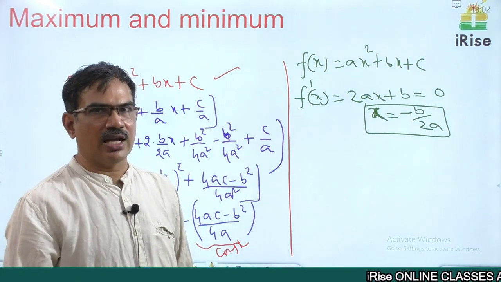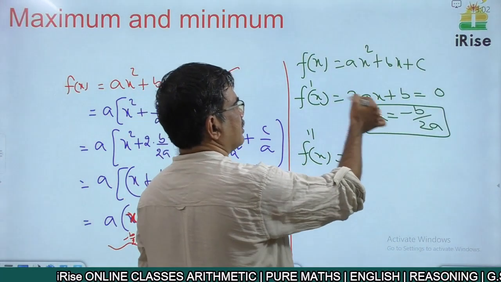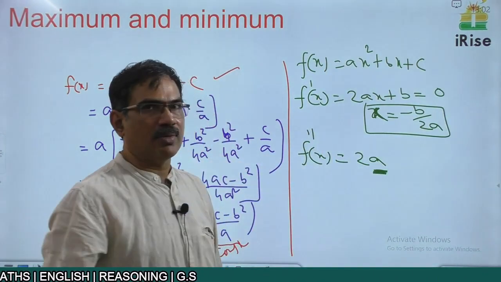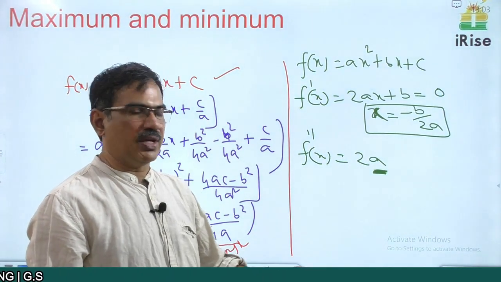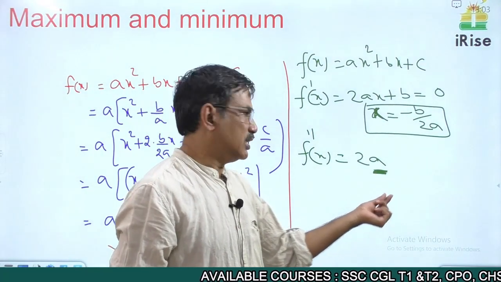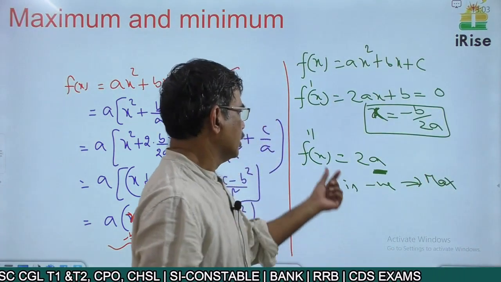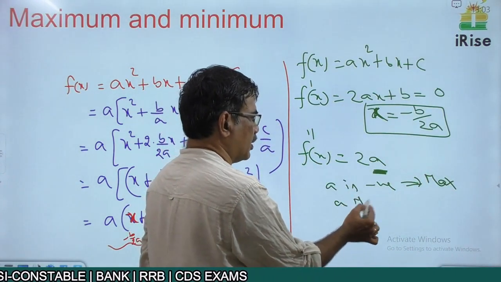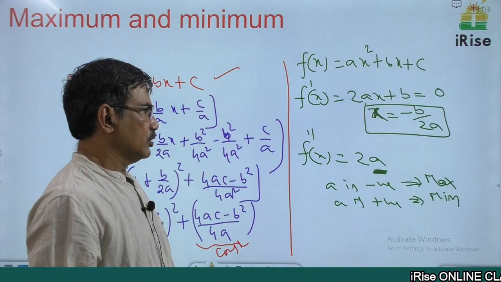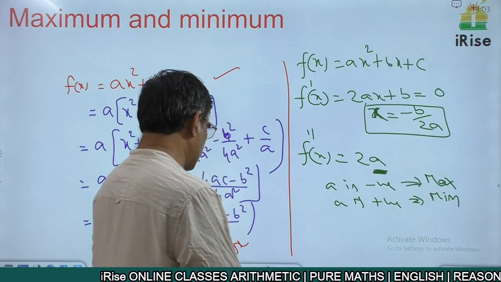How to check whether it has a maximum or minimum? Based on the second derivative, f double dash x. If this is differentiated again, we get 2a. So based on a, it has a maximum or minimum. If the second derivative is negative, the function has a maximum value, meaning if a is negative, it has a maximum value. If the second derivative is positive, meaning a is positive, it has a minimum value. So if a is negative, it has a maximum value, and if a is positive, it has a minimum value.